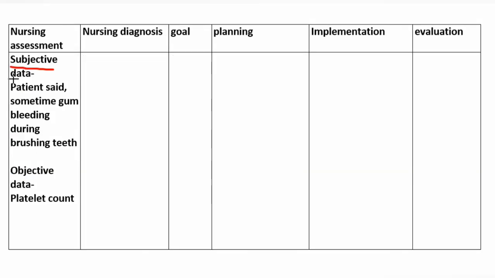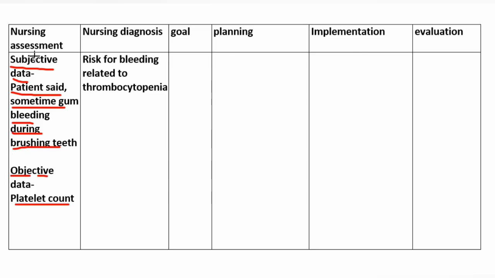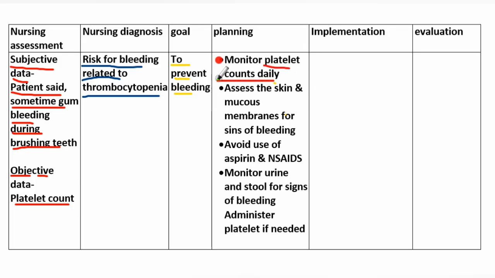Nursing assessment. Subjective data: patient said sometimes gums bleed during brushing teeth. Nursing diagnosis: risk for bleeding related to thrombocytopenia. Goal: to prevent bleeding. Planning: monitor platelet count daily. Assess the skin and mucous membranes for signs of bleeding. Avoid use of aspirin and NSAIDs. Monitor urine and stool for signs of bleeding.